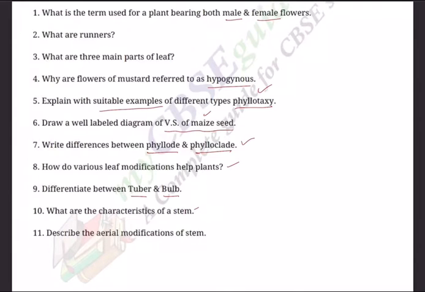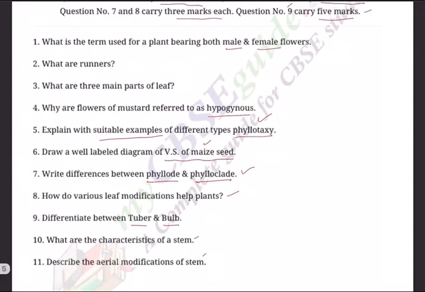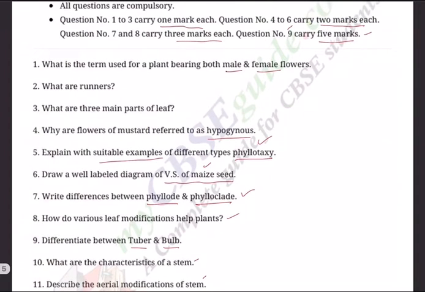Question 10. What are the characteristics of stem? It's a general question and not to your level, but still we will answer that. Question number 11. Describe aerial modifications of stem. So this seems to be a very easy paper, and also it will give you an idea about some of the technical words like phyllotaxy, phylloid, phyllocclade, and runners. Okay, so now start writing the answer.